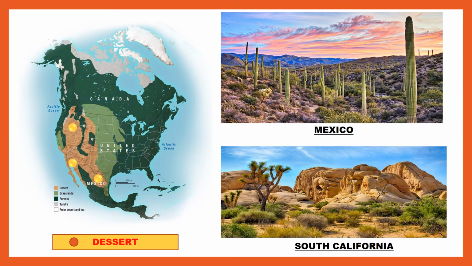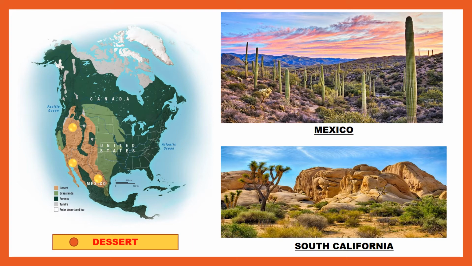Children, we have already discussed the tundra type of vegetation. Then we discussed the deciduous forest, then tropical forest, the mixed forest, and the coniferous forest. Now let's discuss the desert type, which is found in the western part of the continent in South California, Mexico, and Arizona. These parts of North America are covered with desert area.